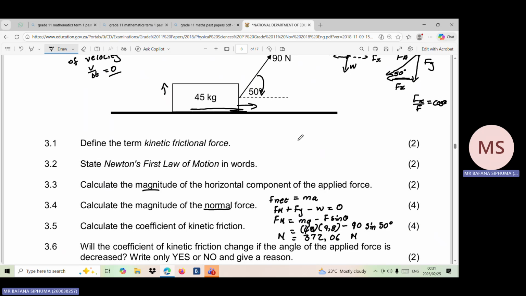Okay, and then here we're going to the 3.5 question. Question 3.5: calculate the coefficient of kinetic friction. To have the coefficient of kinetic friction, mu k, we know about the formula which says Fk equals mu k times the normal force, right? But do we have the frictional force? No. Do we have the normal force? Yes. We want mu k. That means we have to first find Fk. Then fine.